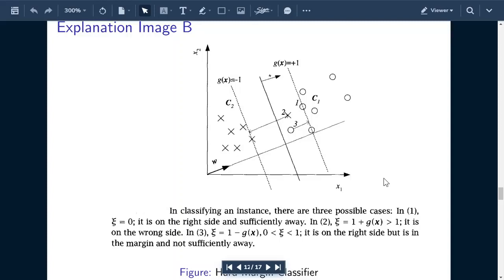But let's see the point 3. What is the distance of 3 from the margin g of x equal to +1? It is equal to 1 minus g of x. Now why is this 1 minus g of x? This distance from this bold line to this dotted line is 1, and the distance of 3 from this line, g of x equal to 0, is g of x. So this is going to be 1 minus g of x, and this distance similarly is going to be 1 plus g of x.